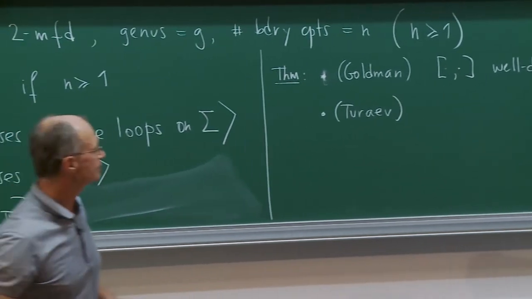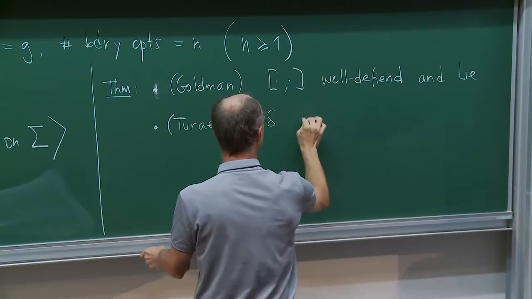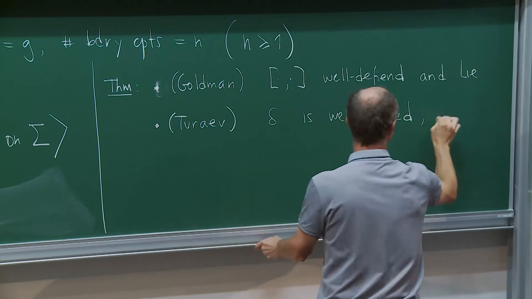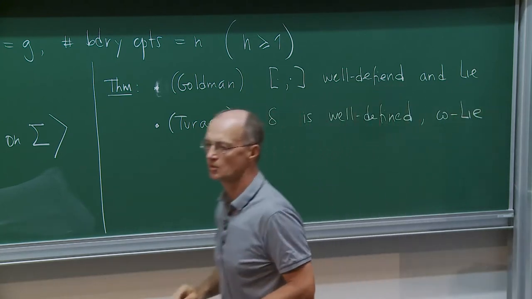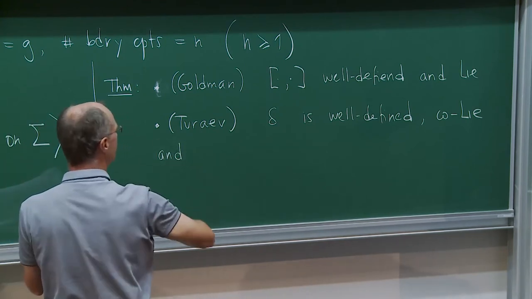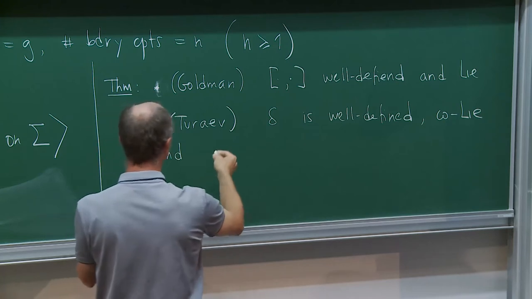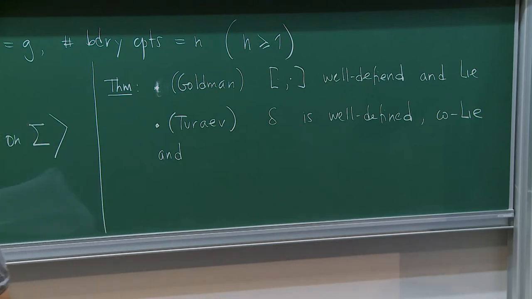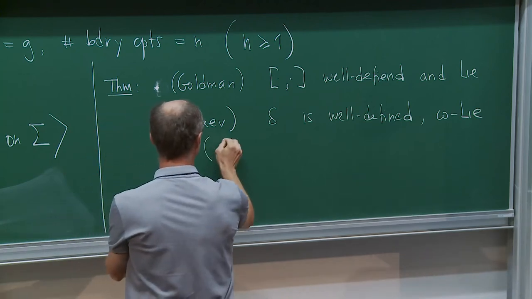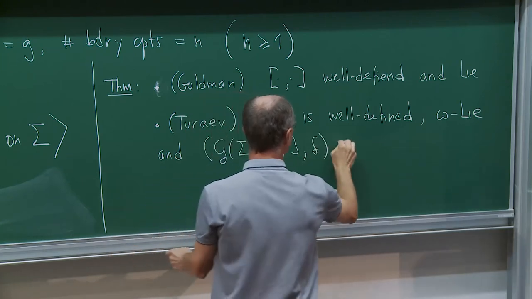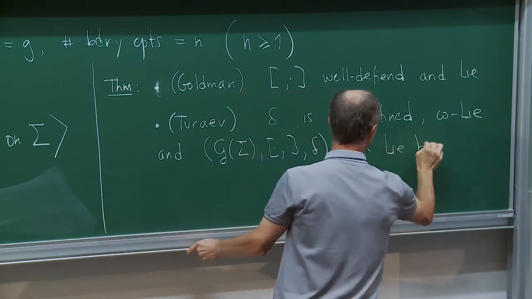Now, the next part, due to Turaev, delta is well defined, called the cobracket. It satisfies the Jacobi identity. And well, we can state it in several ways. There is a relation between the bracket and delta, which says that together they form a Lie bialgebra. And so G of sigma, with bracket and cobracket, is a Lie bialgebra.